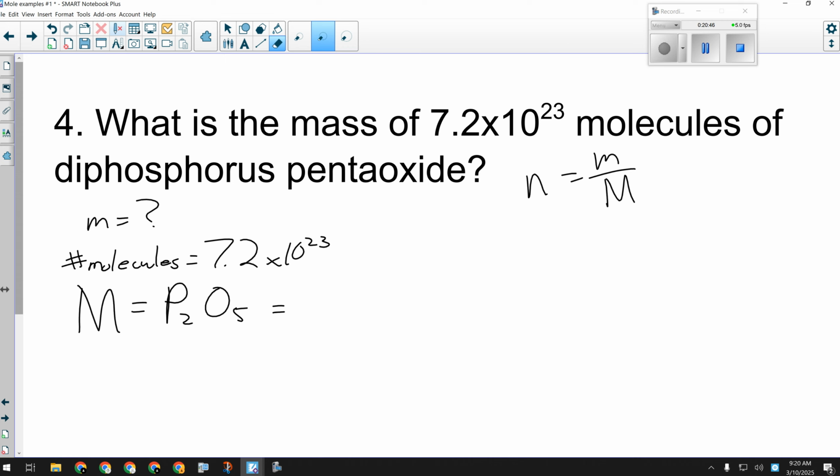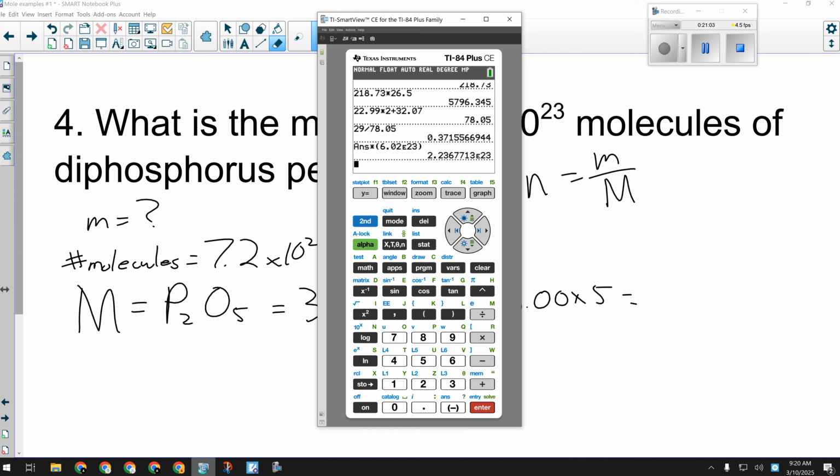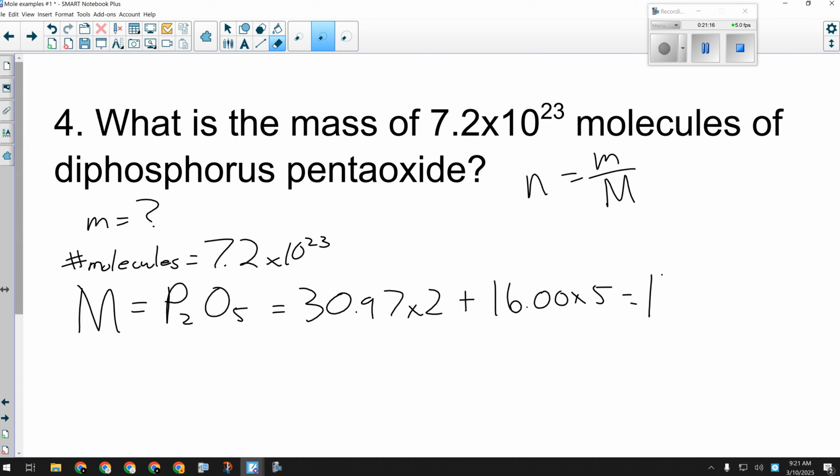How many phosphorus here? 2. So I'm going to go 30.97 times 2 plus, how many oxygens? 5. So 16.00 times 5. Okay, so we're looking at 141.94 grams per mole.